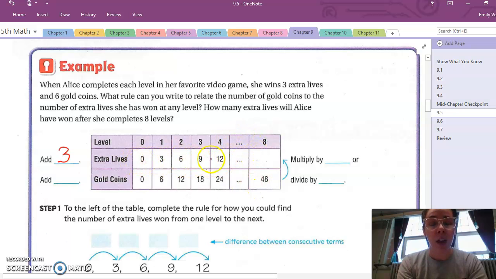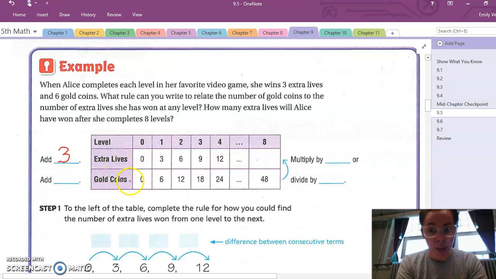Sometimes in a table, they'll ask you to find a number that's kind of out of sequence. Here they go, 0, 1, 2, 3, 4, and then they jump all the way up to 8. So knowing this rule can really help us get all the way to the one that they're looking for. In this case, they're looking for the 8th sequence in this table. Okay, so that's for the extra lives.